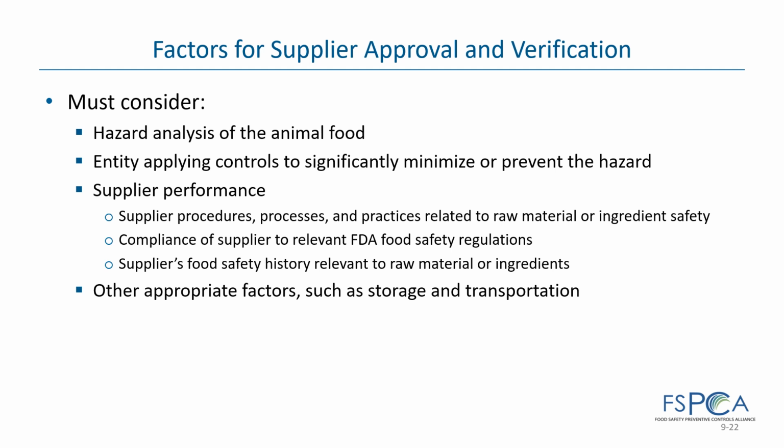So that makes sense to come back to that thought process and those decisions. We also need to consider the entity applying the controls that are actually controlling this hazard for us, and supplier performance, things like supplier procedures, processes, and practices related to that particular ingredient. Is there any FDA compliance records available, and has the supplier been in compliance or ever not been in compliance with FDA regulations? Supplier's food safety history that's relevant to that raw material.